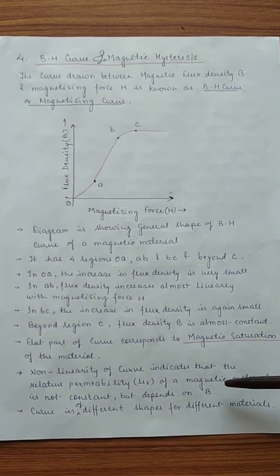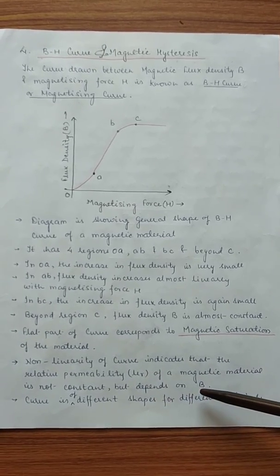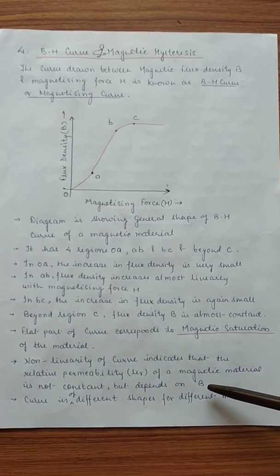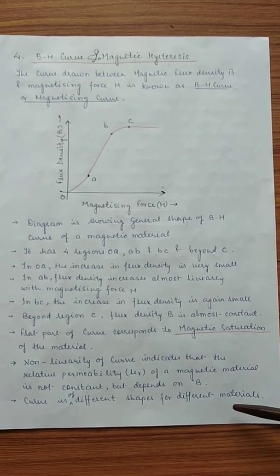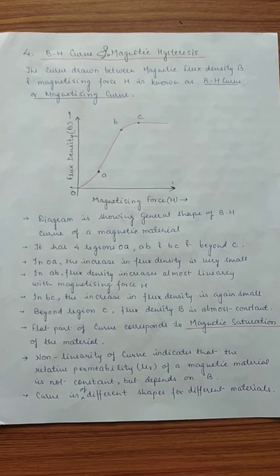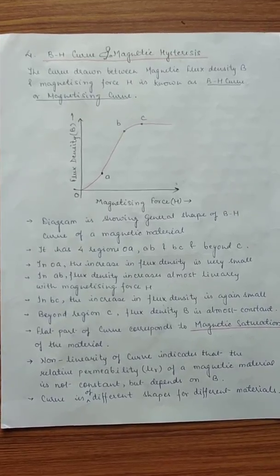The non-linearity of the curve indicates that the relative permeability mu r of a magnetic material is not constant, but depends upon B. The curve has different shapes for different materials, and in the next lecture we will discuss magnetic hysteresis and the comparison between electric field and magnetic field.